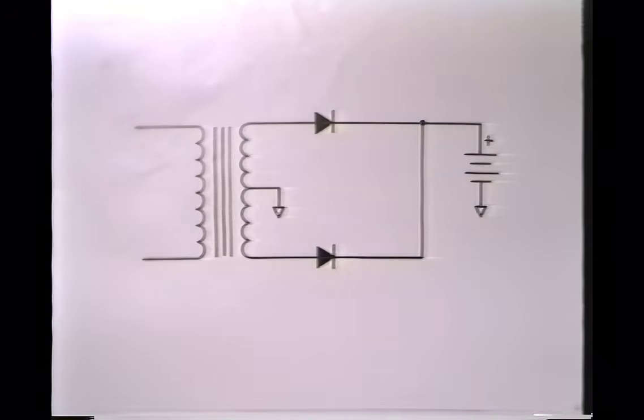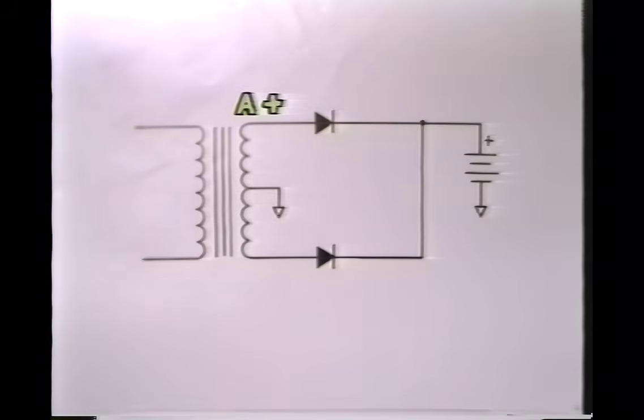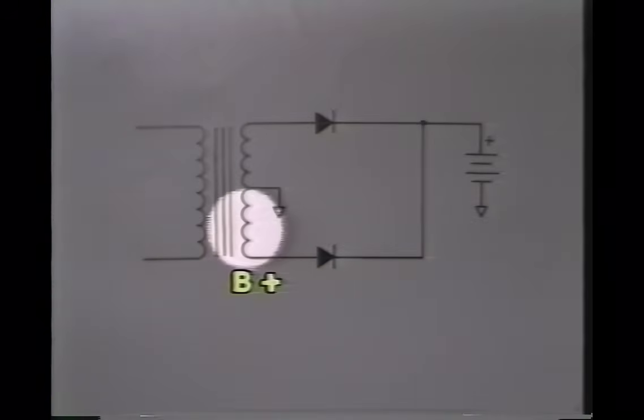Notice something unusual about the way this power supply operates. When point A was positive, the current flowed through this diode and into the battery. The return path was back through to the center tap of the transformer. We only have used 1/2 of the transformer secondary. When point B becomes positive, the current flows through this diode and again back into the battery. The return path is through the center tap of the transformer again. This time we've only used this half of the transformer secondary.